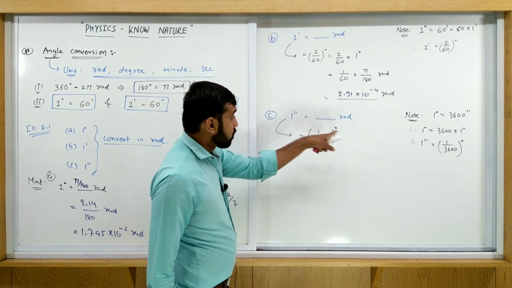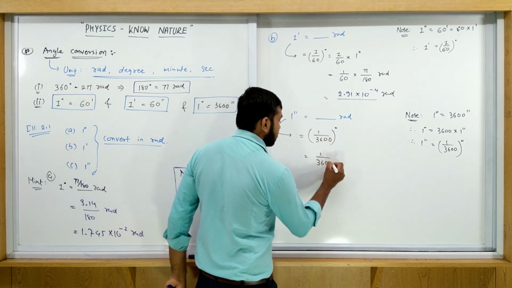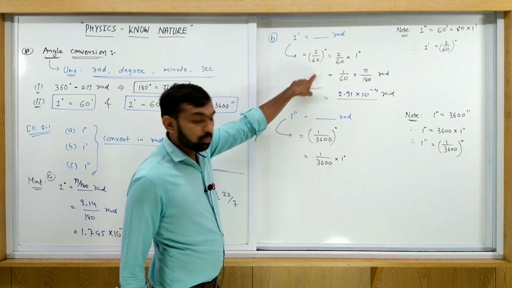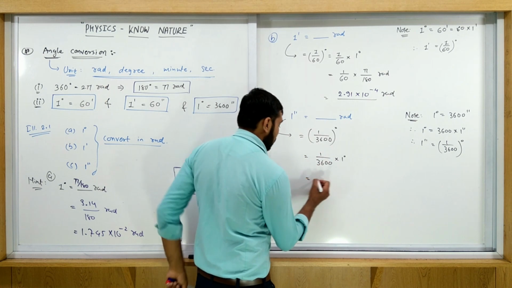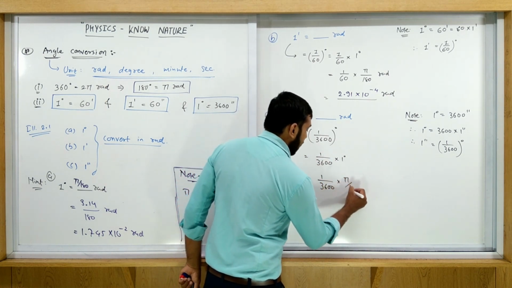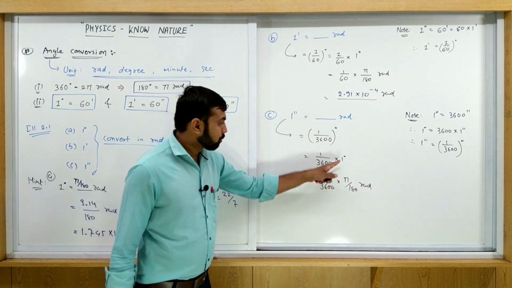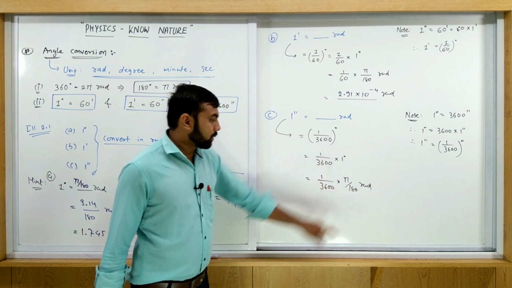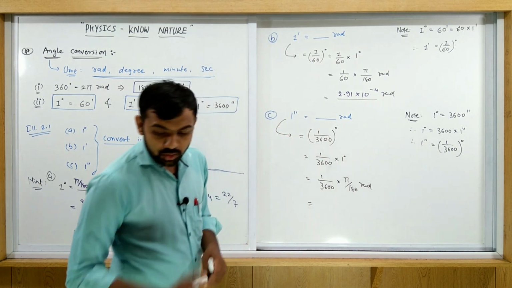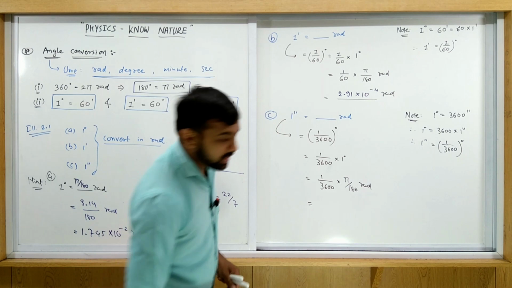Now write this degree in this format. 1 upon 3600 multiplied by 1 degree, exactly like this. So what is 1 degree? 1 degree is equal to pi upon 180 radian. If you calculate this, then finally after calculation you get 4.85 into 10 raised to minus 6 radian.